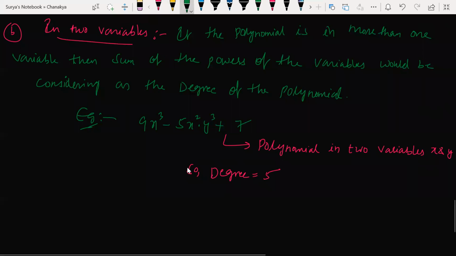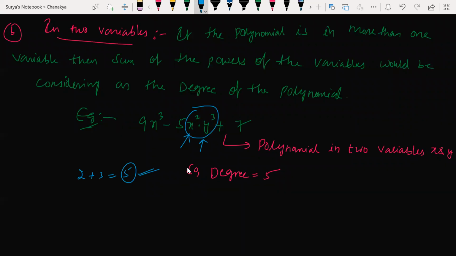What I told is, if the polynomial is in more than one variable, then we will be adding the powers of the variables. So here x and y I have. Power of x is 2, power of y is 3. So 2 plus 3 is equal to 5. So degree is equal to 5.